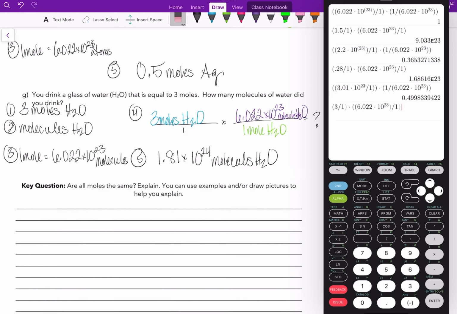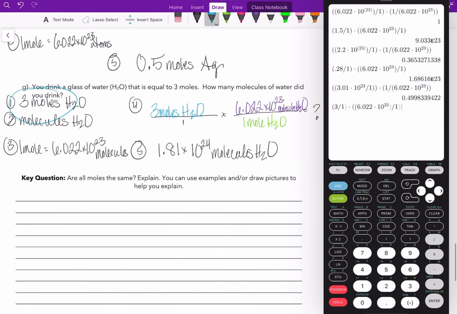Your answer is 1.81 times 10 to the 24th molecules of H2O, or water. So you were given 3 moles of water and you were looking for how many molecules of water. Same conversion factor, 1 mole equals 6.022 times 10 to the 23rd, and our particle this time is molecules. So you notice that your given was put over 1. And then your conversion factor was broken up so that it matched. So moles was on the bottom so that it crosses out diagonally, cancels out. And then molecules was on the top because that's what we were solving for.